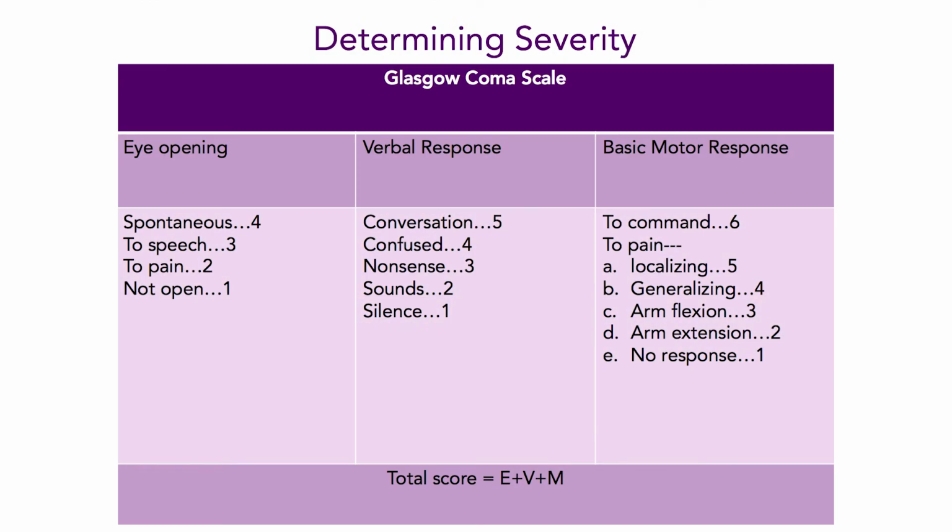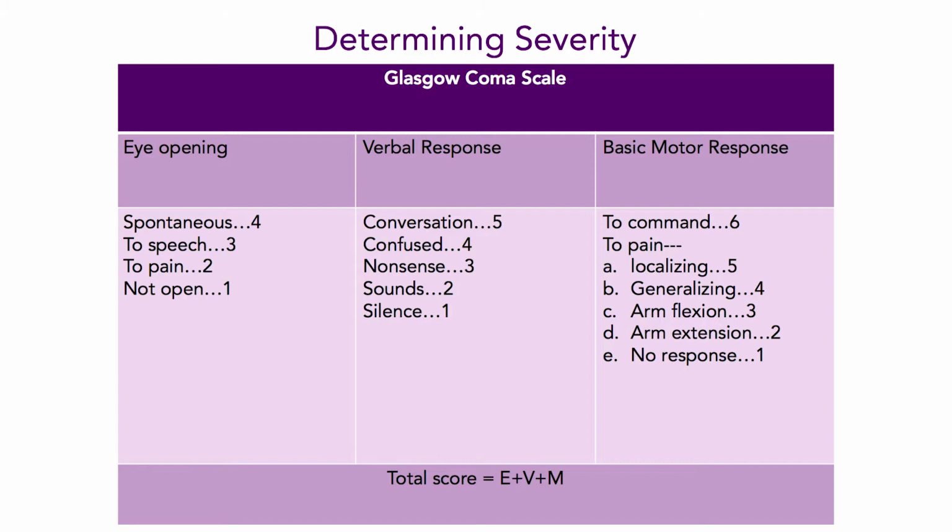The most commonly used tool is known as the Glasgow Coma Scale, or commonly referred to as the GCS. The GCS has 3 domains, including eye-opening, verbal responsiveness, and basic motor response. Eye-opening can range from spontaneous opening of the eyes, in which you receive the maximum score of a 4, to not opening the eyes to speech or to pain, in which you receive a minimum score of 1. Verbal responsiveness ranges from a 1, silence, to a 5, engaging in conversation. And finally, basic motor response is assessed using both command following and by assessing through pain response.